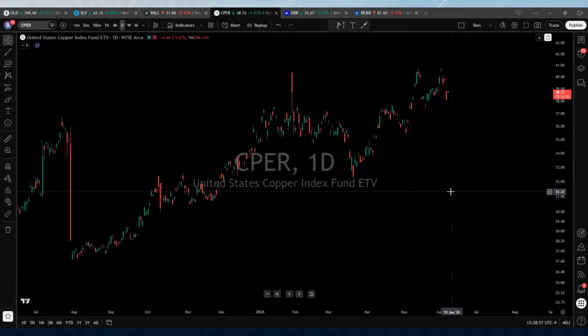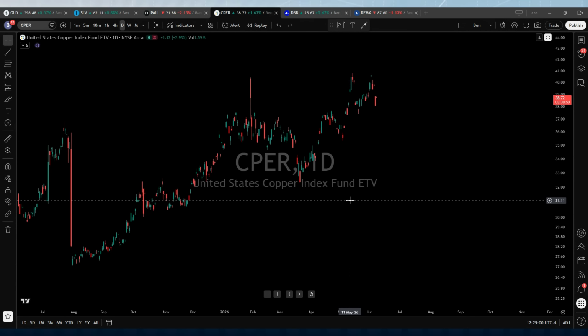Copper is another chart. So I don't have any lines on here because I wanted to walk you through what I'm seeing in the charts. You had this previous pivot top here.